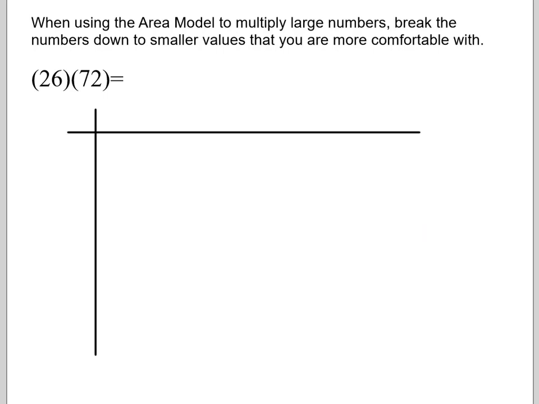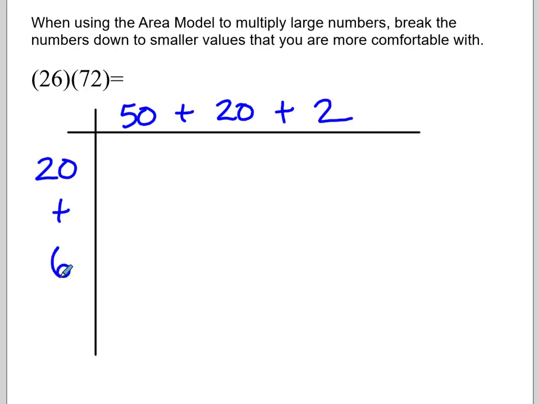So take a minute, pause the video. I'm giving you some big numbers here. 26 times 72, break it down any way you like, and let's see what you come up with. Okay, welcome back. So let's see what kind of numbers we want to do here. So maybe we do a 50, a 20, and a 2. That's okay. And then maybe we do a 20 plus 6. I have somewhat limited board space, so I might approach this a little bit differently than you.